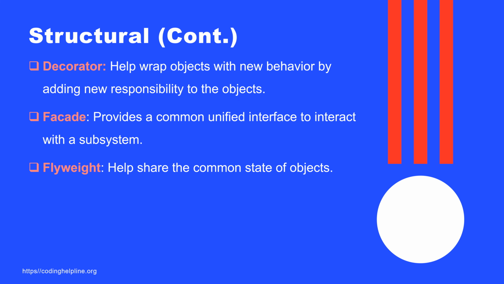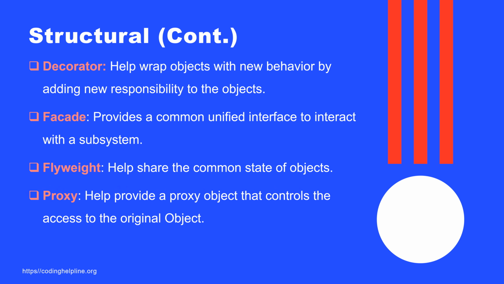Flyweight. This design pattern helps us manage memory efficiently, and it helps us share the common state of different objects. Proxy pattern. This pattern helps provide a proxy object that controls the access to the original object.